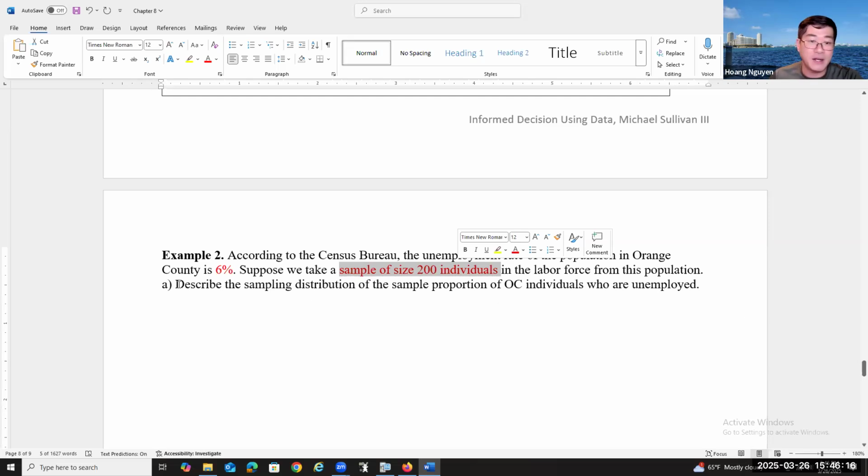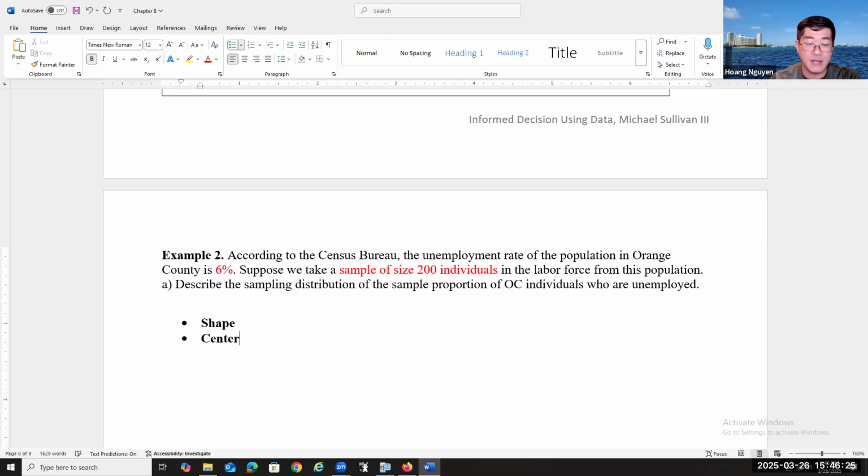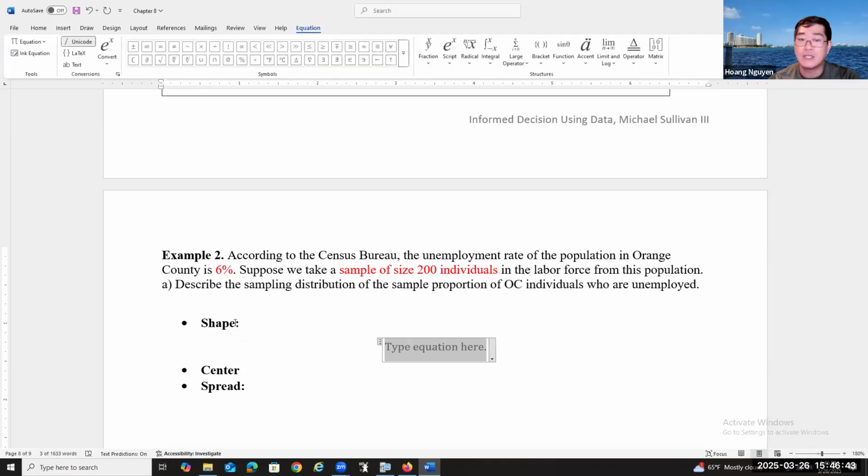Okay, so describe the sampling distribution. Whenever we describe a sampling distribution, you have to talk about the shape, the center, and the spread. When we talk about the shape, what kind of distribution is it going to be? Is it going to be normal or not normal? Is it going to be a uniform distribution? Is it skewed left or skewed right? That's what they mean by the shape of the distribution. So is it a normal distribution? We have to find out, right?